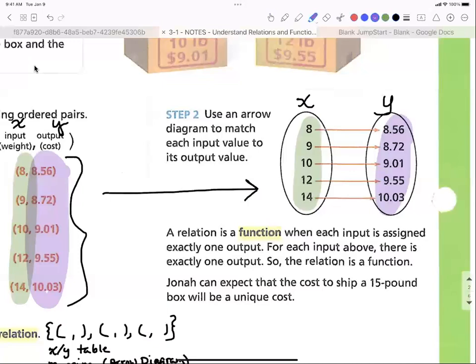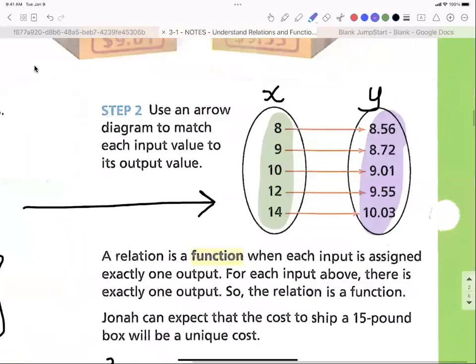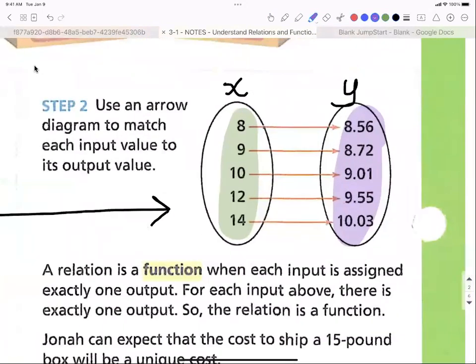Okay? The other term that I want to introduce today is a function. A function is a very special relation where each X goes out with exactly one Y. Okay, so if you look at this example, this would be considered a function. So the question, yes or no, is this a function? Yes, this would be a function. Why? Because the 8 only goes out with this Y. The 9 only goes out with this Y. The 10, the 12, and the 14 each only go out to one Y.